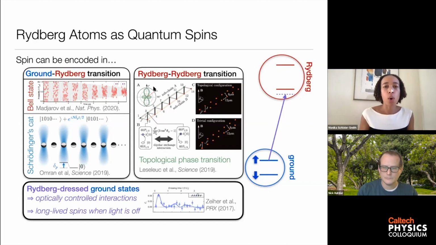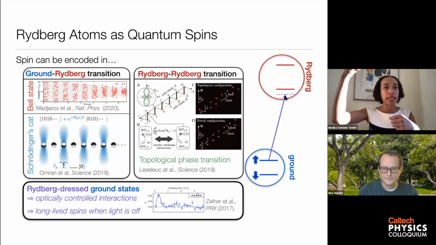And different ones of these experiments sort of utilize these Rydberg states in different ways. In some cases, one might encode a spin on a transition from a ground state to a highly excited Rydberg state, or on a transition between two Rydberg states. There's a third approach that has been our focus to date in the lab, which is encoding the spin in two long-lived stable ground states, but using light that is off-resonantly coupling the state to the Rydberg state.